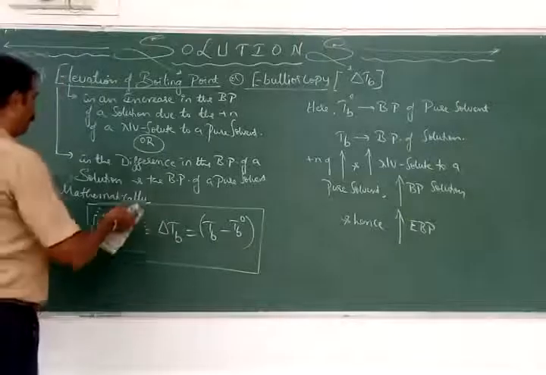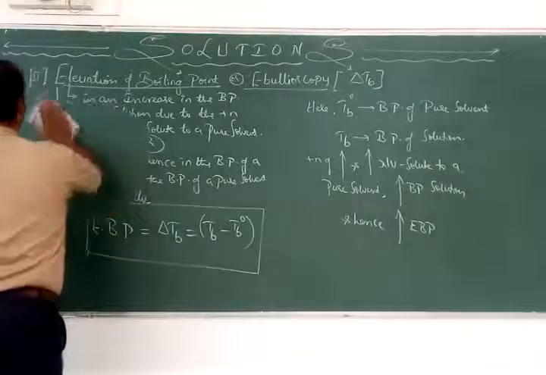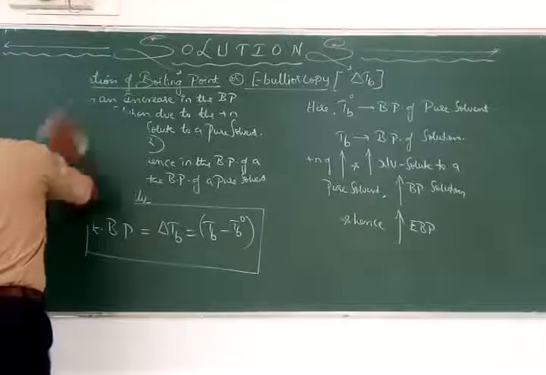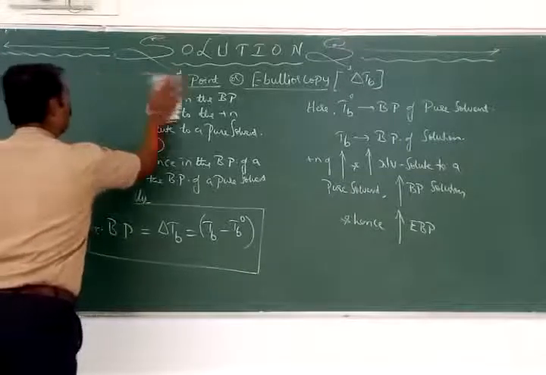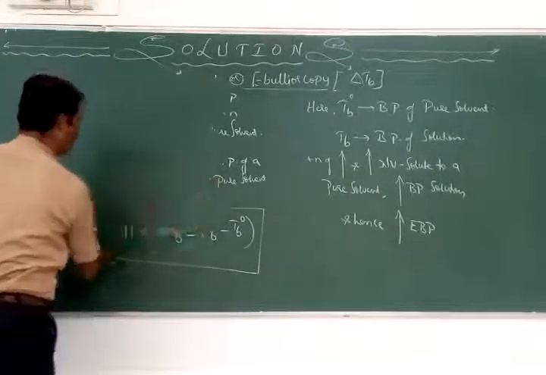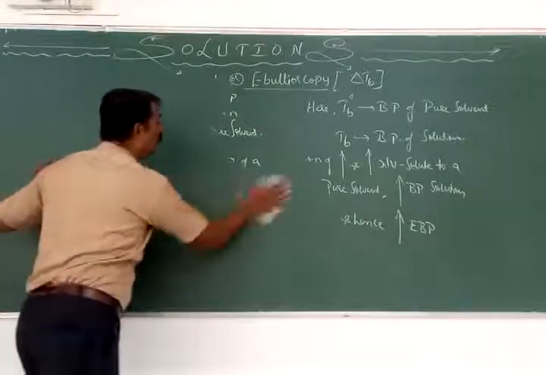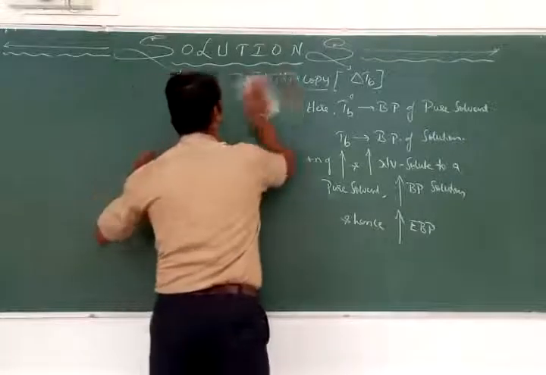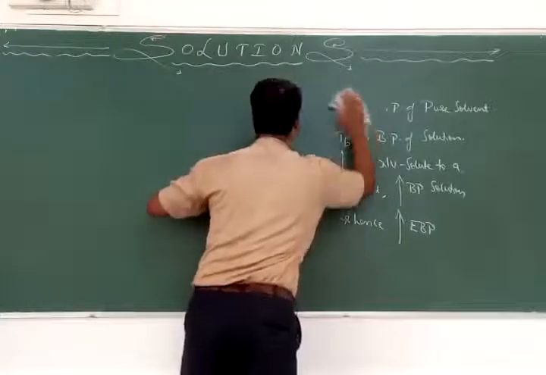So now we are proving that elevation of boiling point is an example for a colligative property. Means we have to prove that. It is an example for a colligative property.